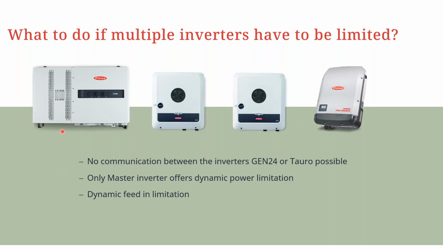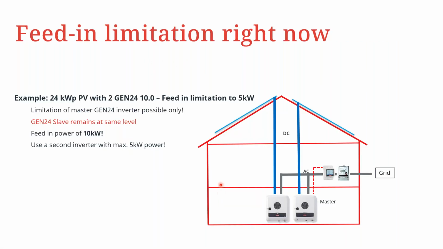So in this case, you need a different solution, and therefore we have a solution that ensures that you have only one master inverter that gets dynamic power reduction or limitation, and then from that master inverter, the other inverters in that network are able to get their limitation effects as well. So you are able to do dynamic feed-in limitation, just like we know for systems that have multiple Snap inverters. But if you have a mix of, let's say, Snap inverters, Gen 24 inverters, or Tauro inverters, then you do require a slightly different kind of solution.